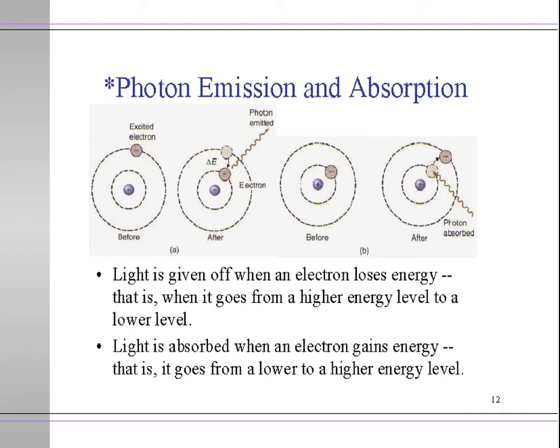Bohr concluded that when energy or photons were given off, a certain color of light was emitted. So to conclude his experiments, light is given off when electrons lose energy. So they emit their energy as light when it goes from a higher energy level to a lower energy level.